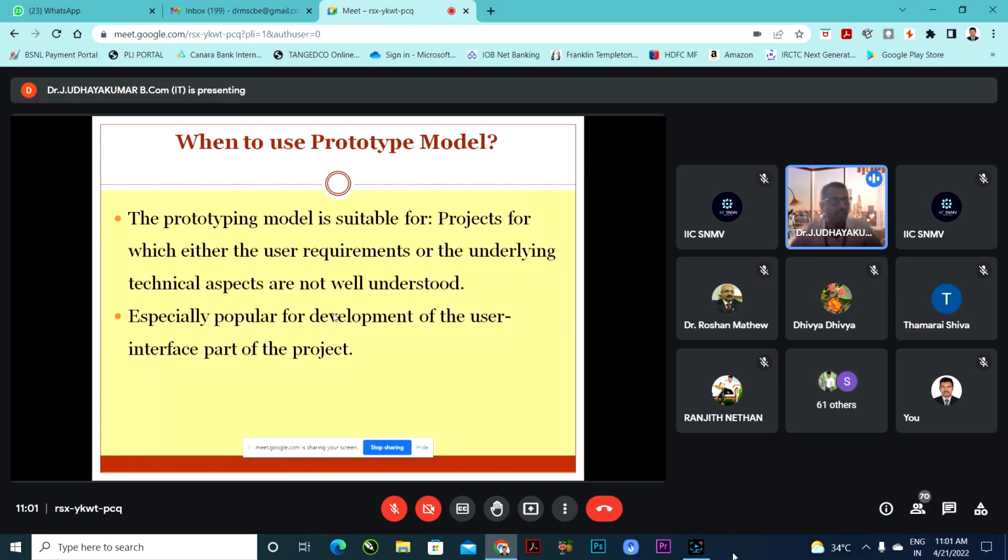The next one is when to use the prototype model. This prototype model is suitable only for projects for which either the user requirements or the technical aspects are not well understood. When we cannot understand the technical aspects well, we can use prototyping. It is especially popular for development of the user interface part of projects.